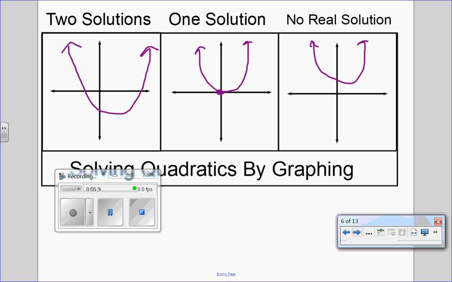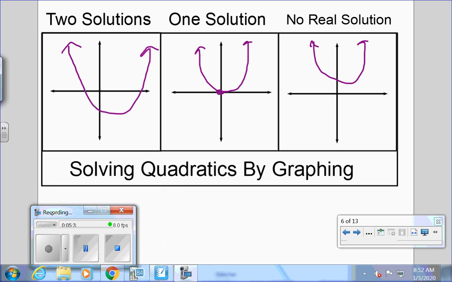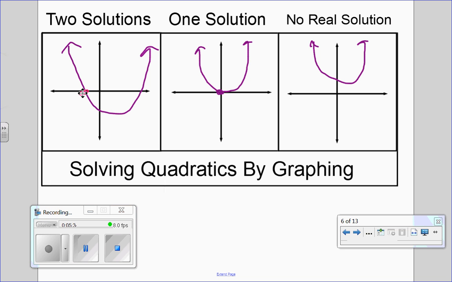All right, this is just a quick visual on how sometimes you'll have 2 solutions if it touches twice. Sometimes you'll have 1 solution if it touches once. And sometimes you'll have no solutions at all. I don't think you need to write that down, but just make a mental snapshot of that. Do you agree with those pictures? Okay.